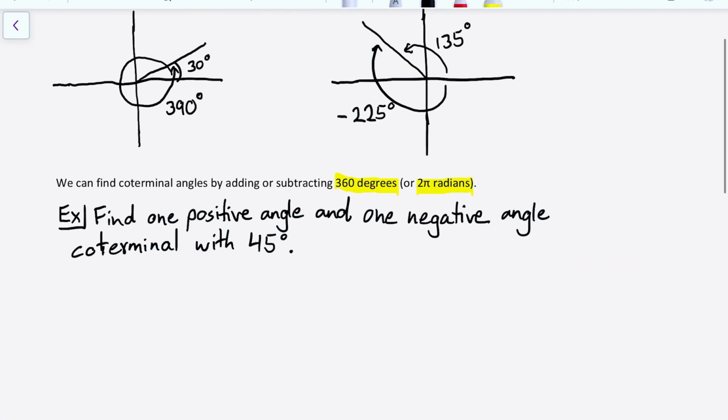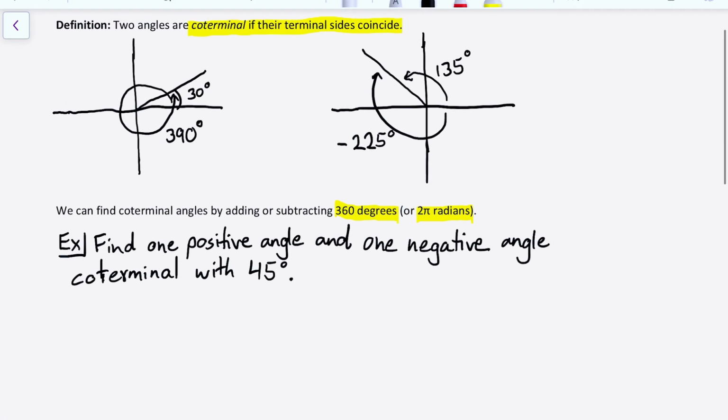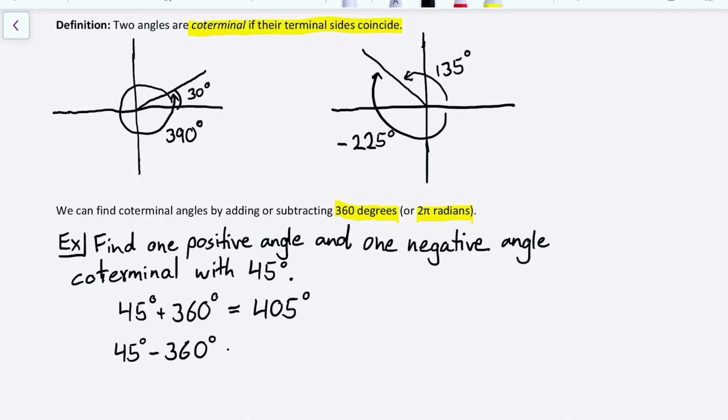For example, if I want to find a positive angle and a negative angle coterminal with 45, I can take 45 degrees and simply add 360 degrees, and I get a result of 405 degrees. Or alternatively, I could take 45 degrees and subtract 360 degrees. This is moving once around the circle in the clockwise direction. I get negative 315 degrees.